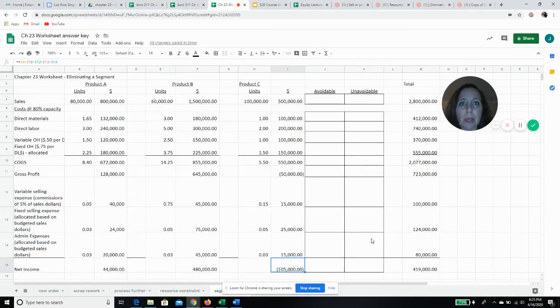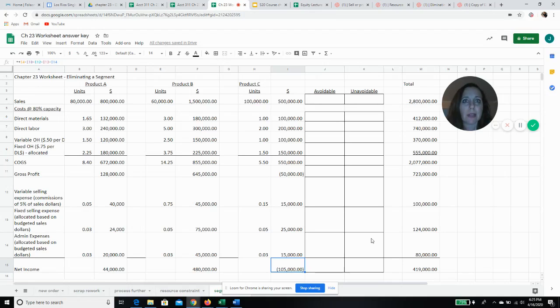Because when you think about it, each of our products within their product costs have embedded not only their direct costs or their variable costs, but also the fixed costs that are allocated. And so if we eliminate a product, we have to consider that those fixed costs will then have to be allocated to the other products. So if we eliminate product C, the fixed costs in our operation will have to be allocated to product A and product B.